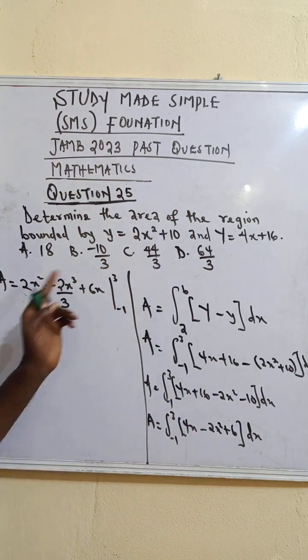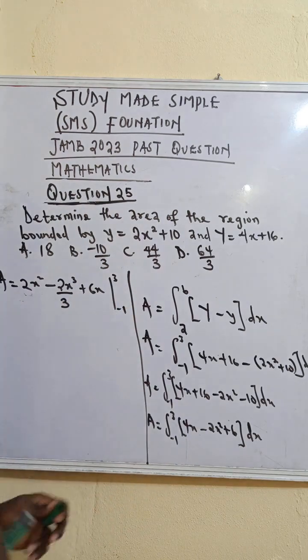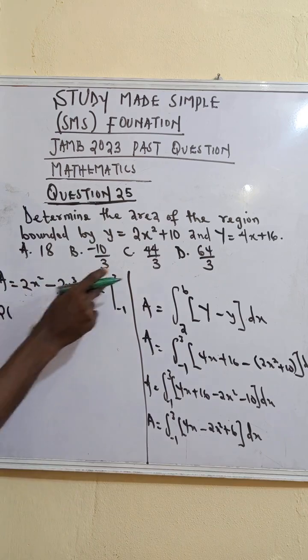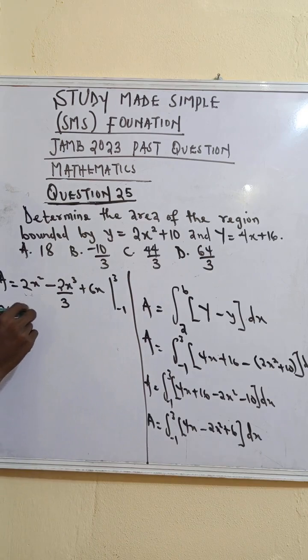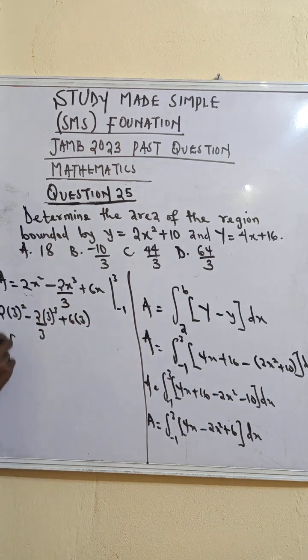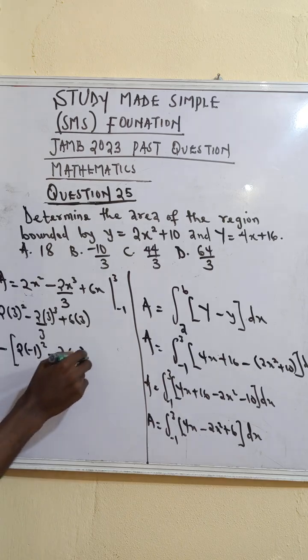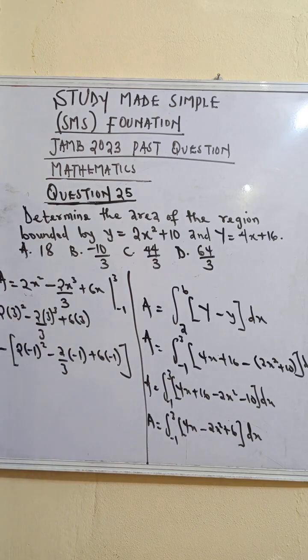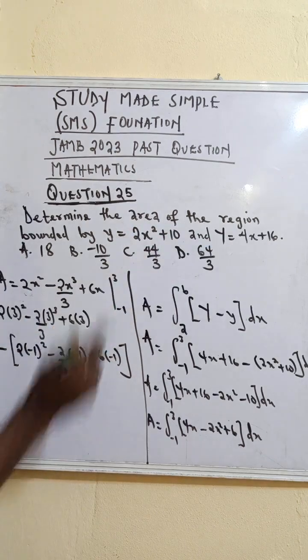The next thing is to substitute the upper limit and subtract the lower limit from it. So the area will be equal to 2 brackets, let's put 3 first, 3 squared minus 2 bracket 3 cube all over 3 plus 6 bracket 3. Then I will subtract the lower limit, substitution. So minus 1 squared minus 2 over 3 bracket minus 1 plus 6 bracket minus 1. So the remaining thing is just to simplify further. By the time you solve this correctly, you are going to get 64 over 3.